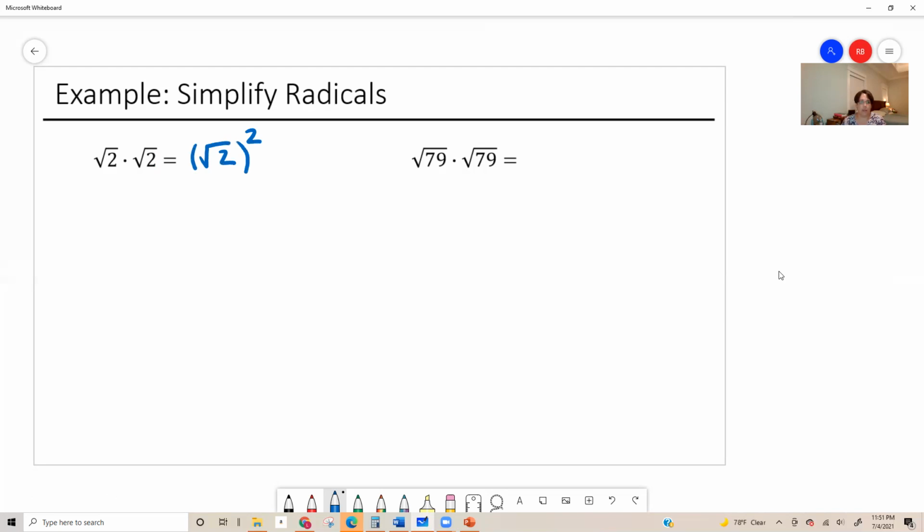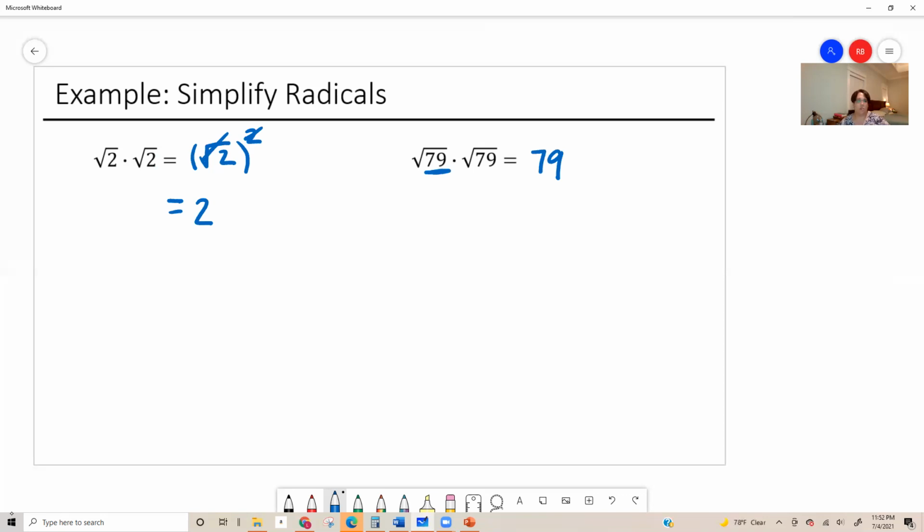Now, what happens is that this square undoes that square root. They kind of undo each other. And so really all that you get is 2. So that's your answer. So again here, if you have the square root of any number multiplied by itself, then you get the number that's underneath that root sign. So in this case, this would be 79.